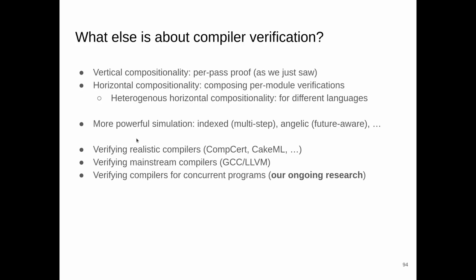And we may want to verify realistic compilers, like the already verified realistic compilers CompCert or CakeML. CompCert is a verified C compiler, which has a lot of optimizations. And CakeML is also an optimizing ML compiler. And we may want to verify mainstream compilers. There are a few results about this. If you're interested, actually, I did one of the most important works in this area. So if you are interested in verifying, for example, LLVM, please contact me.